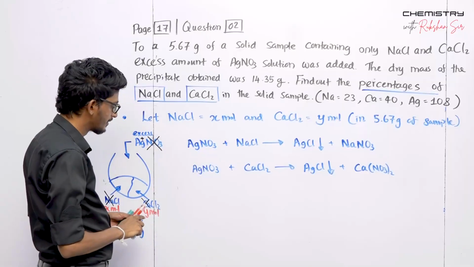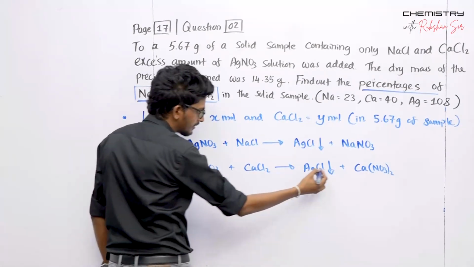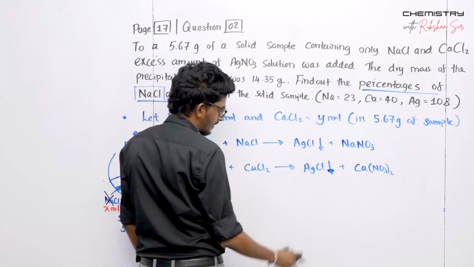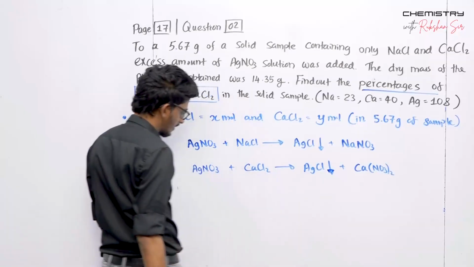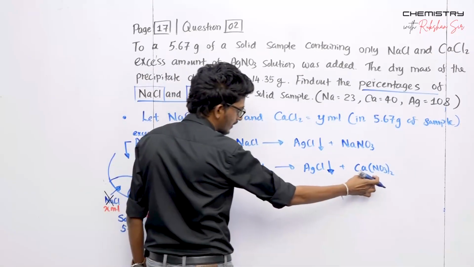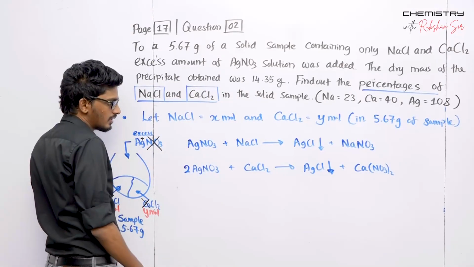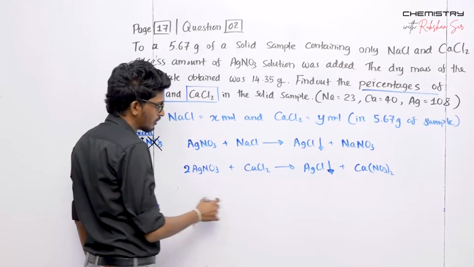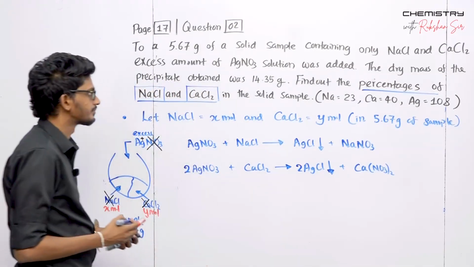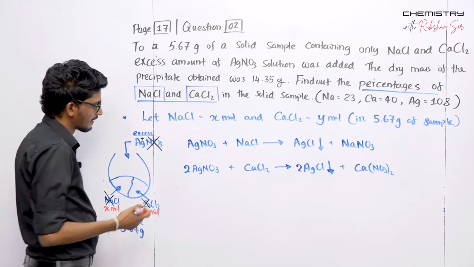First of all, you need to balance the two reactions when writing them. So let's balance. One Ag and one Cl will appear, but two Cls are here. And when it comes to the salt, you clearly see two nitrates are appearing. So put a 2 here, so that you need 2 AgCl. Okay.